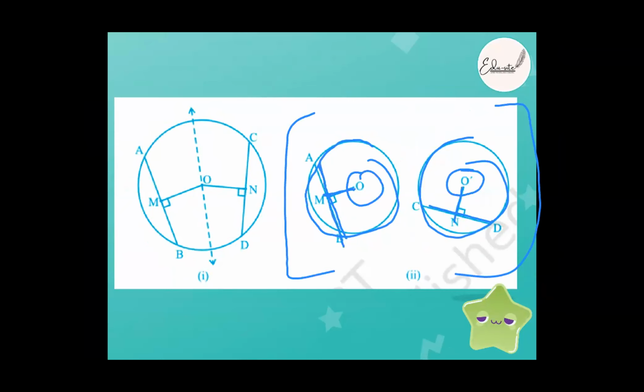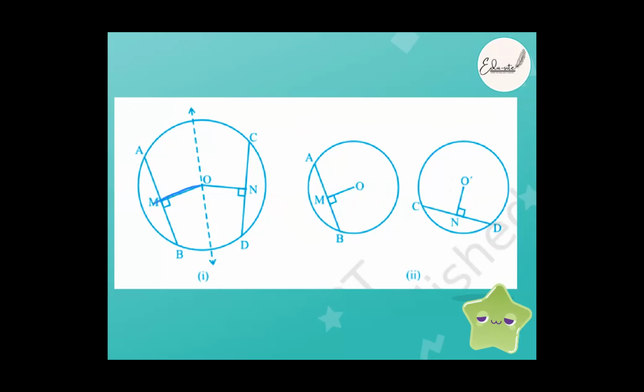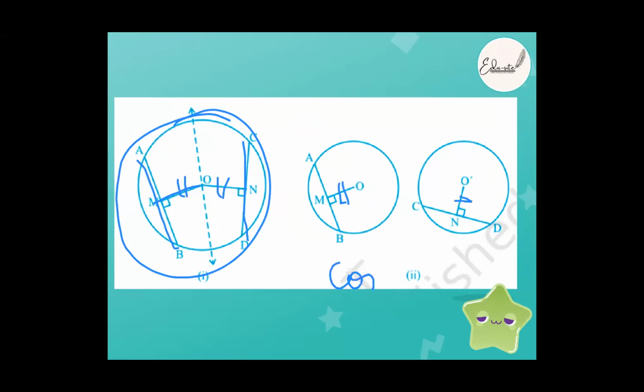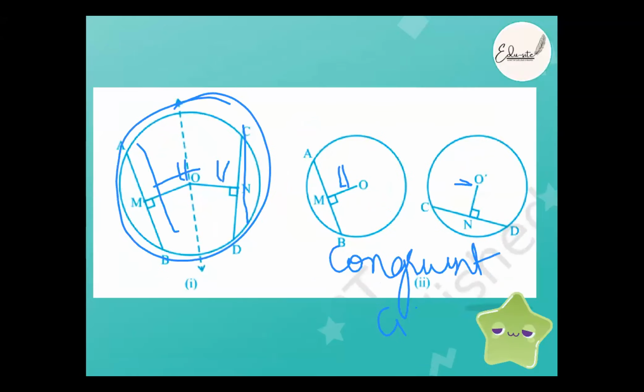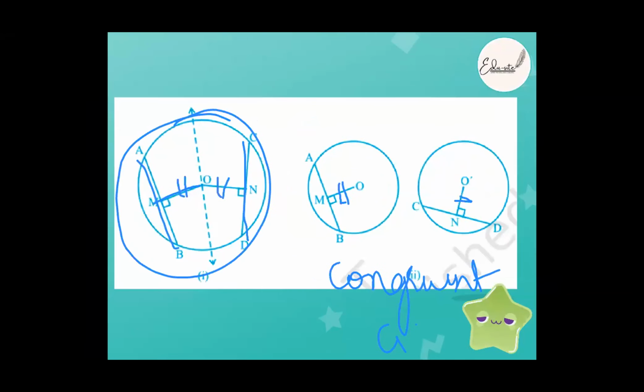If there are 2 equal chords in 2 different circles or 2 congruent circles, then the perpendicular distance from the point O is also equal. So OM is equal to ON if the chords lie in the same circle, and OM is equal to ON if they lie in 2 congruent circles. Understood? Any doubts in this?